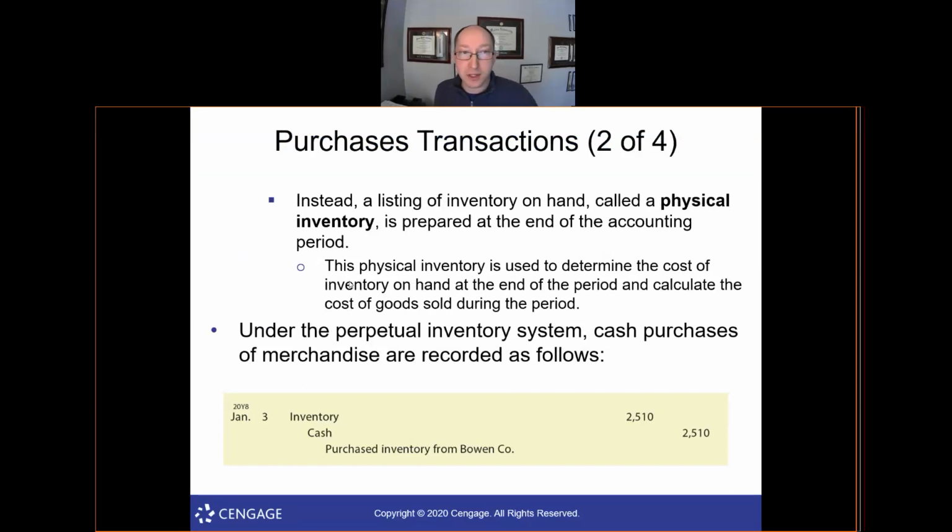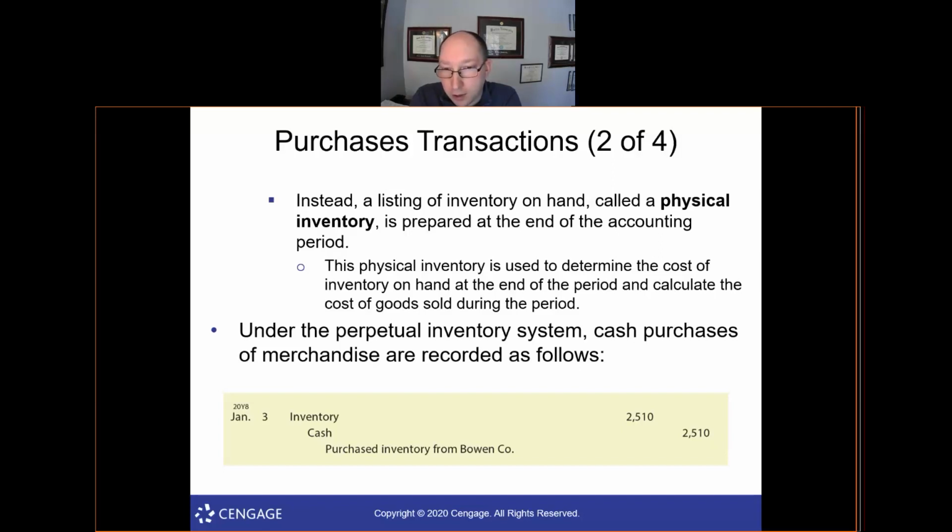So let's take a look at some examples. Physical inventory is prepared at the end of the accounting period. Typically at the end of a month, a quarter, a half, or a year, or sometimes twice a year, most businesses, even large retailers like Walmart, Macy's, whoever, right? They'll do a physical count of inventory.